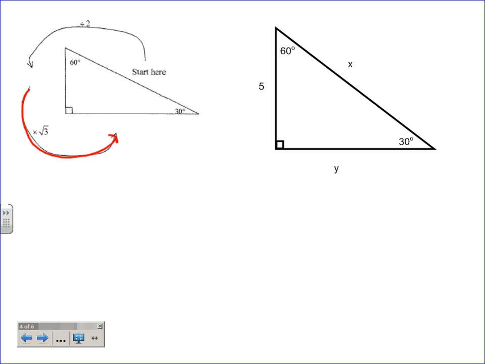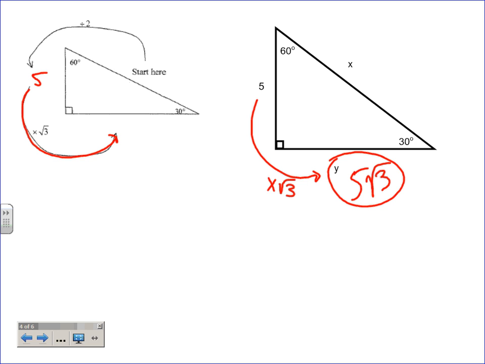Because am I across from 30? Yes, I am. I know right now that that's 5 in this problem. So what I should do to get from here to over there is multiply by the square root of 3. That's easier than you think. It's 5 square root of 3. That's all you have to do. Okay, so that's y.